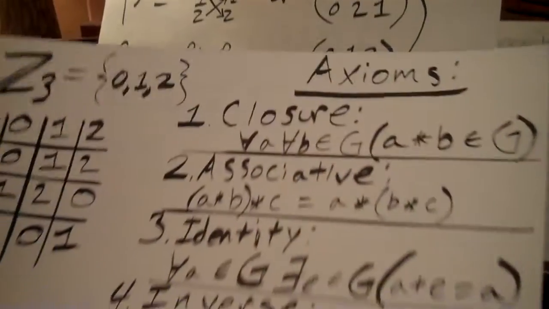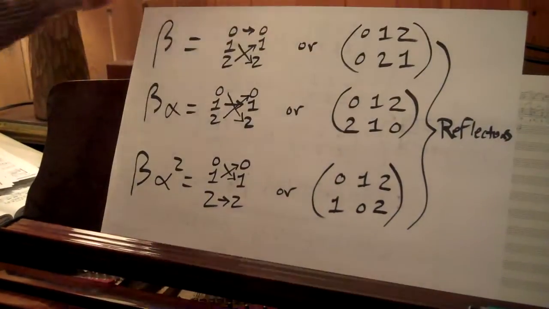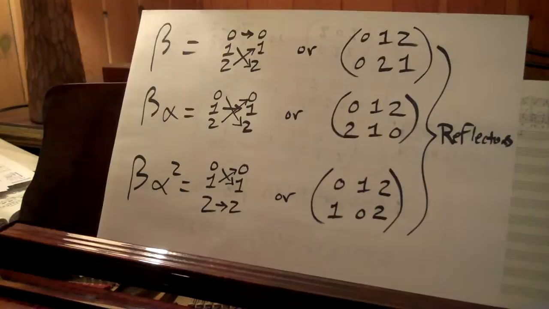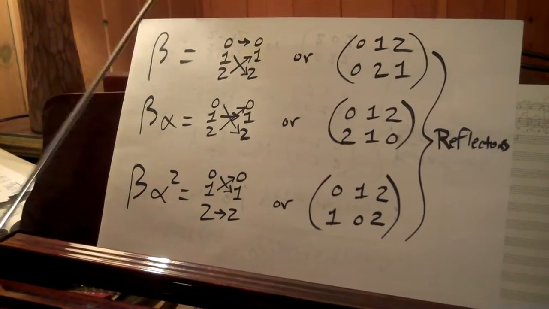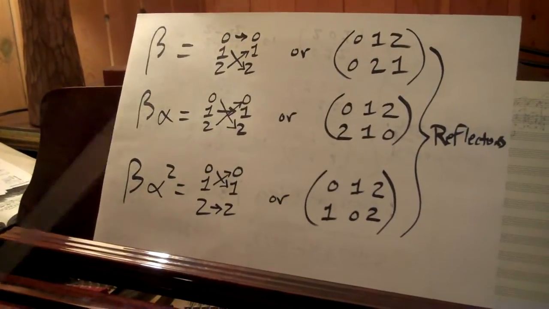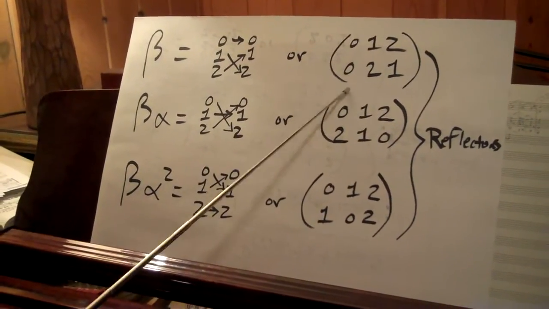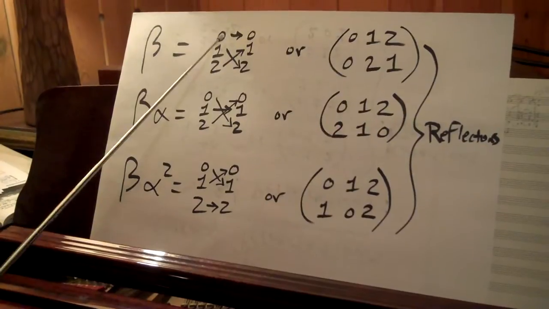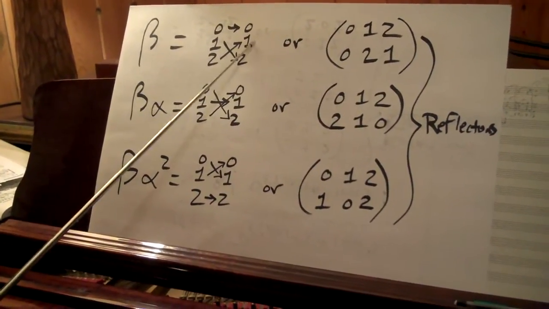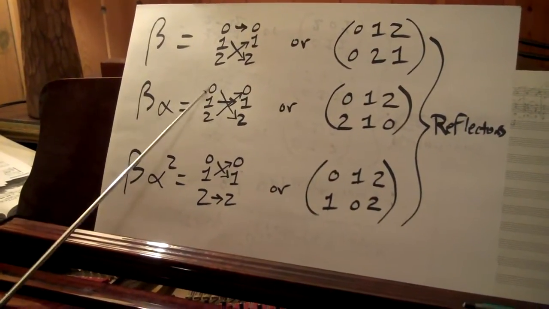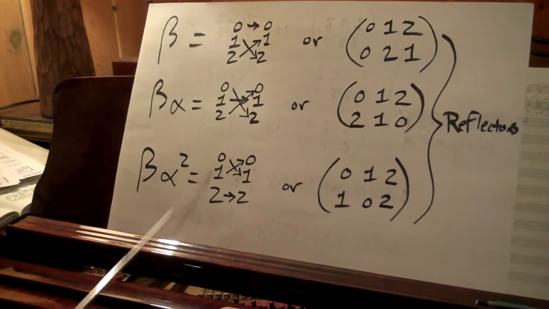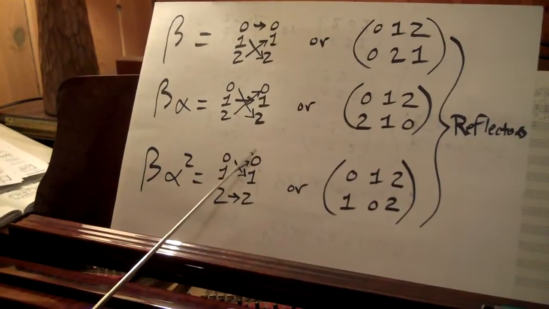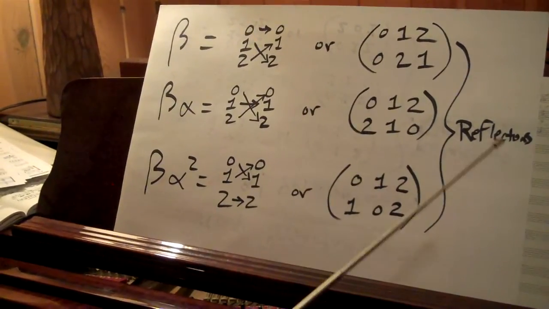Now the beta operations, these are different. We can't just keep rotating our group in order to obtain this sequence. So if you notice a pattern here, in each of the final 3 permutations, one group element stays the same while the other 2 are swapped. Beta: 0 stays while 1 and 2 are swapped. Beta alpha: 1 stays the same while 0 and 2 are swapped. And beta alpha squared: 2 stays the same and 1 and 0 swap.